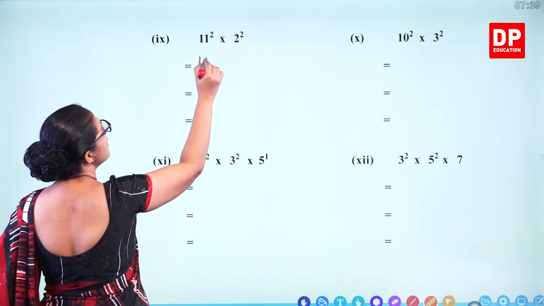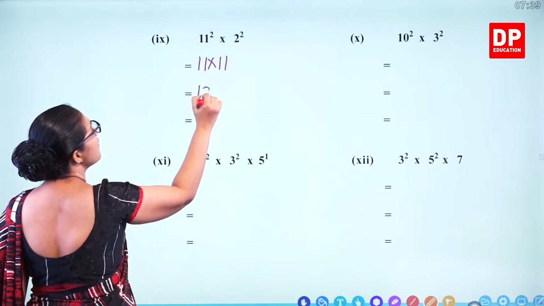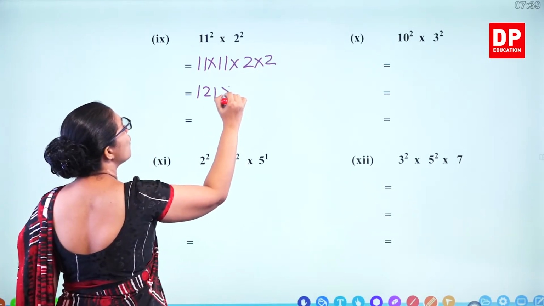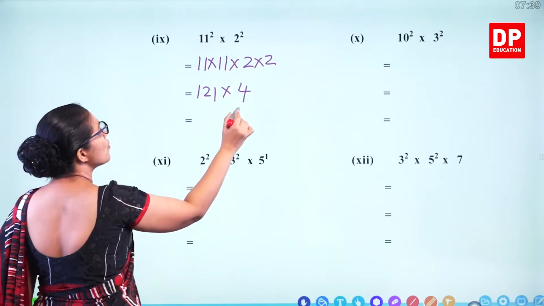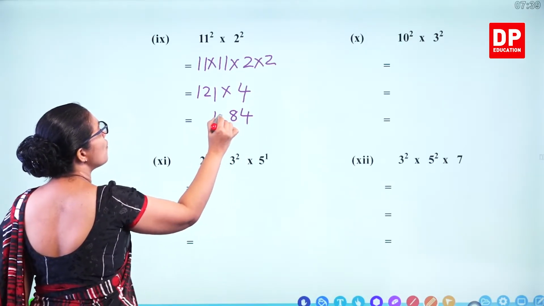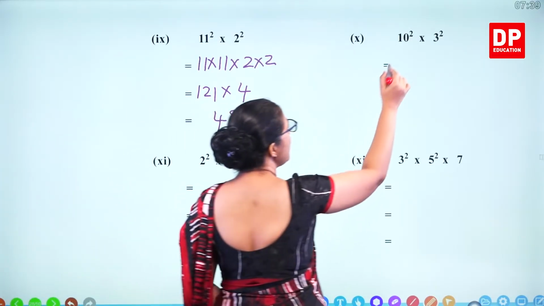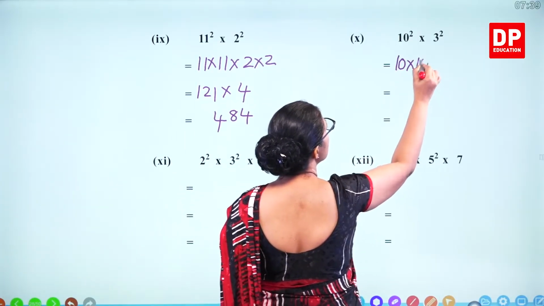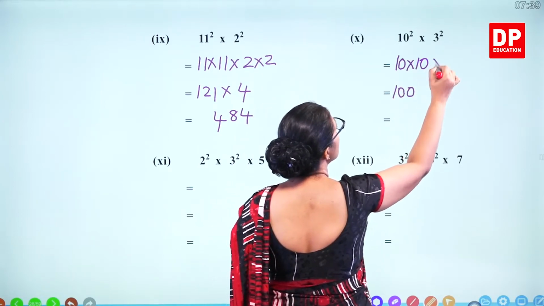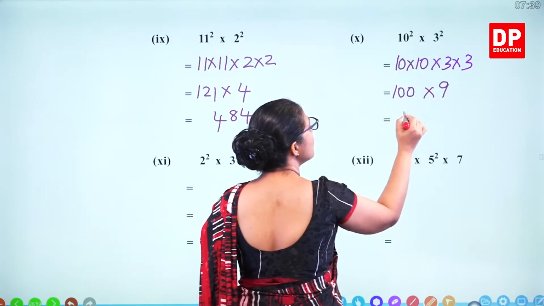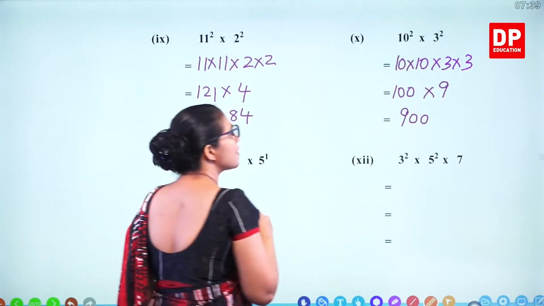11 squared. 11 times 11, you get 121. 2 times 2, that's 4. So multiply by 4. 4 times 1, 4. 8, 4. 484. 10 squared is 100, 10 times 10. 3 squared, 3 times 3, that's 9. So you get 900 as the answer.